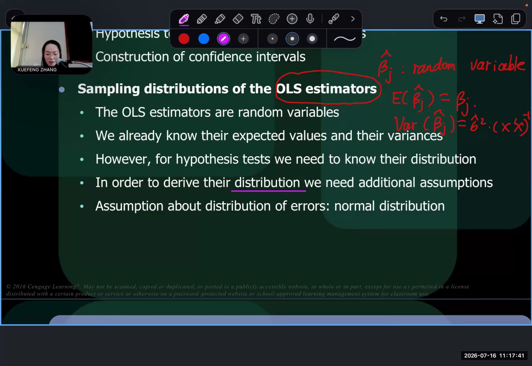So here, in order to derive the sampling distribution, we need additional assumptions. This assumption is about the distribution of the errors, which is the normal distribution. You will hear this one often, okay, in statistics and econometrics. This is the missing piece that lets us go from just knowing the mean and variance to actually testing hypotheses, okay?